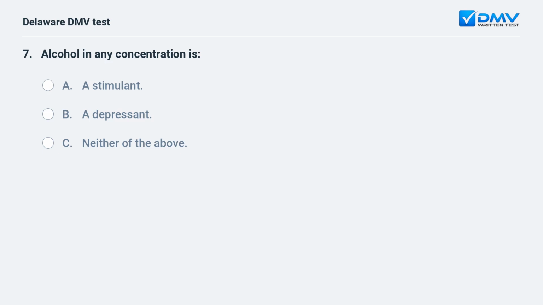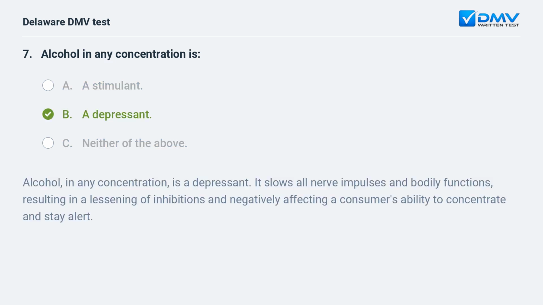Alcohol in any concentration is A. A stimulant. B. A depressant. C. Neither of the above. B. A depressant. Alcohol, in any concentration, is a depressant. It slows all nerve impulses and bodily functions, resulting in a lessening of inhibitions and negatively affecting a consumer's ability to concentrate and stay alert.